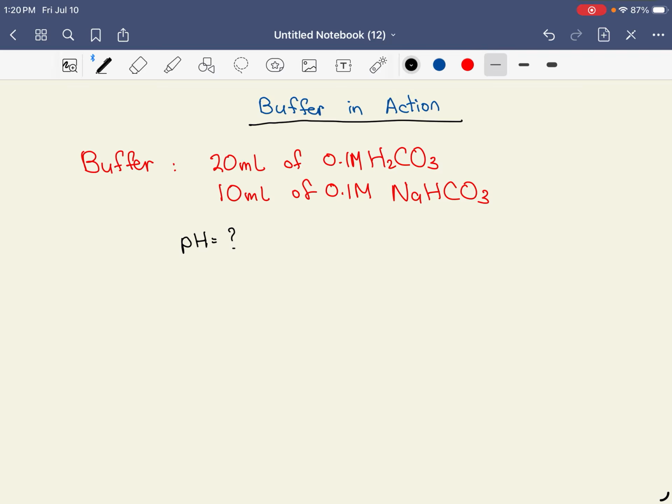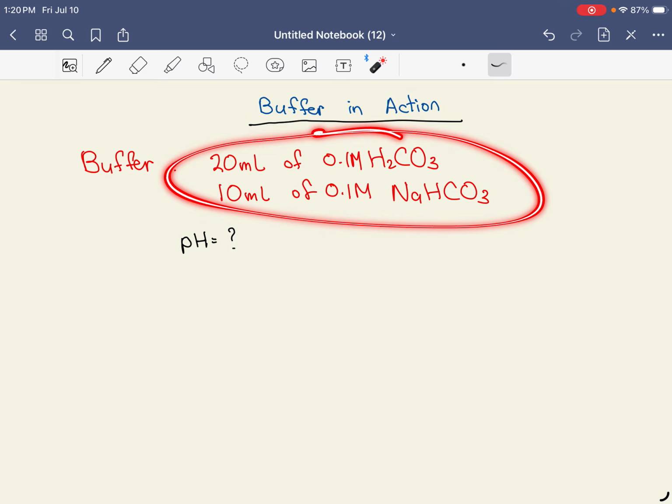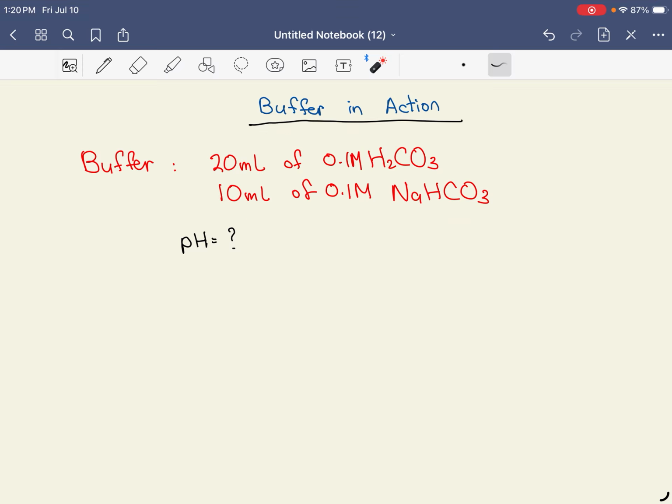hopefully it makes sense. So, how do I find the pH of this buffer? First, I need to know a couple of things. This is what's inside your flask, and I want to know two things. What is the concentration of carbonic acid? And what is the concentration of sodium bicarbonate?